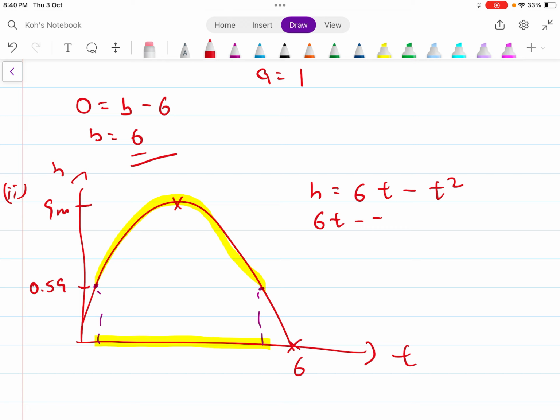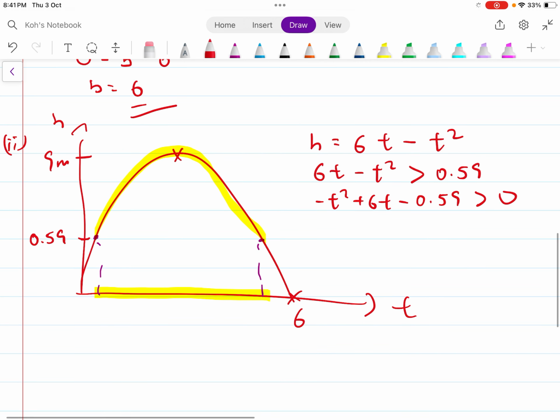6t minus t squared is greater than 0.59. Then you move everything to the left hand side. So minus t squared plus 6t minus 0.59 is more than 0. The next thing is to multiply by -1 throughout. So it's t squared minus 6t plus 0.59. Then you flip the sign, so less than 0.